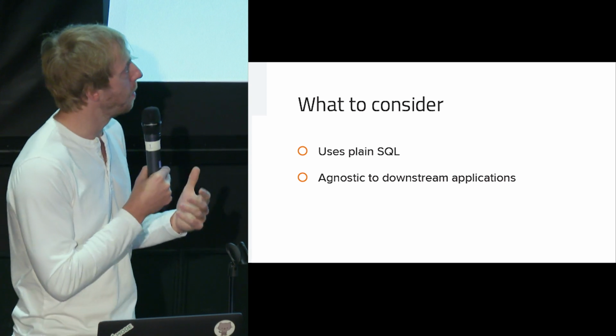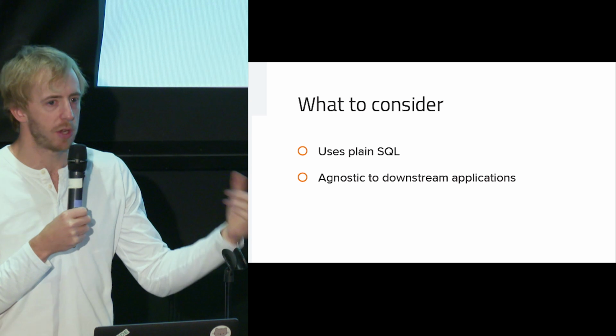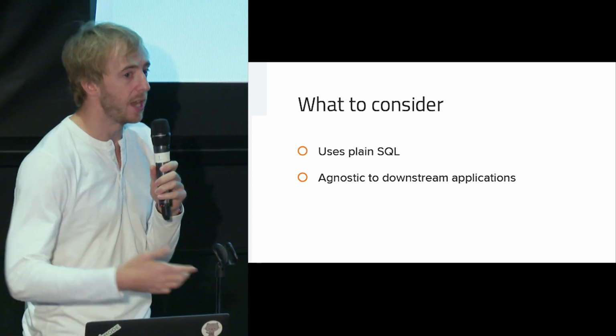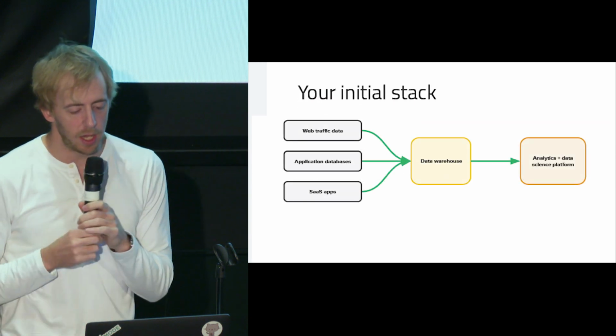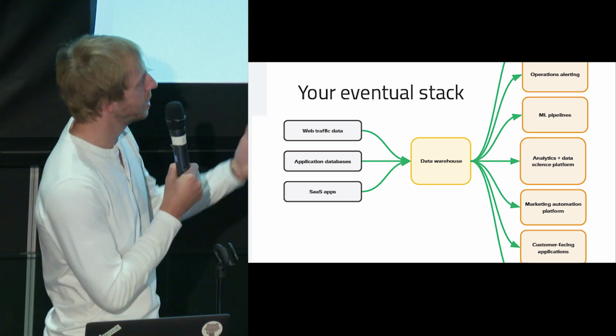Second, and I think this is a really important point, your transformation layer should be agnostic to the downstream applications. You don't want to have a transformation layer that's designed for one application or another. It's good to have something that any downstream application can use. The reason for that is, while this may be your initial stack, this is where you end up going. And this is actually what you're building on top of.